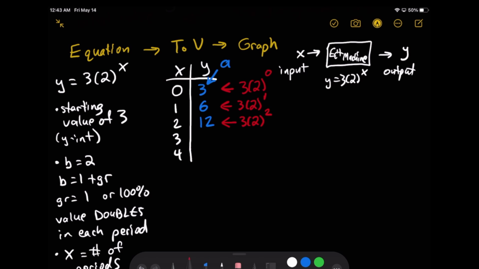And our next value, write the equation. Instead of x, write the number. 2 to the power of 3 is going to be 8. And 8 times 3 is 24.